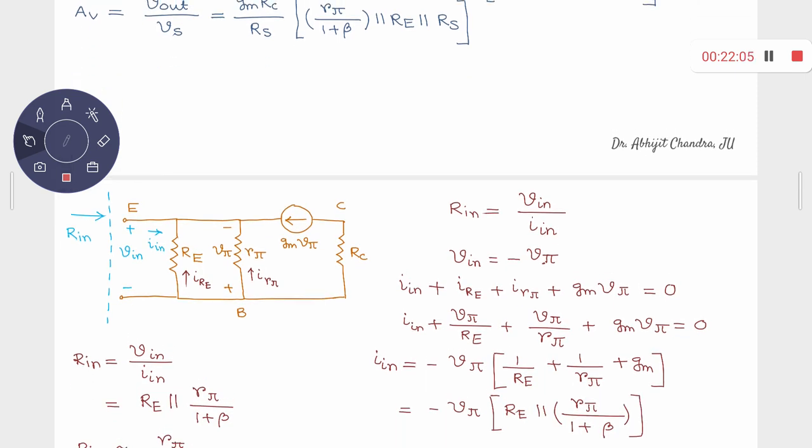Sometimes it seems to be additional or advantageous. Might be something related to the input impedance, right? We have calculated the input impedance for a common emitter amplifier. It was found out to be close to R pi. Now, what happens for a common base amplifier? The same model. So, what is the way? How can we calculate the input resistance? What is the mechanism?